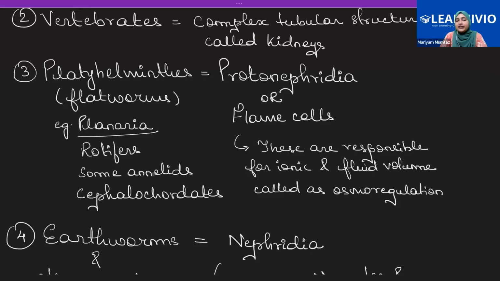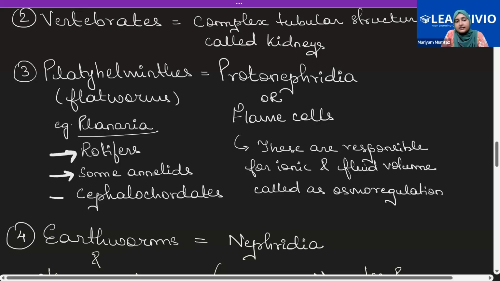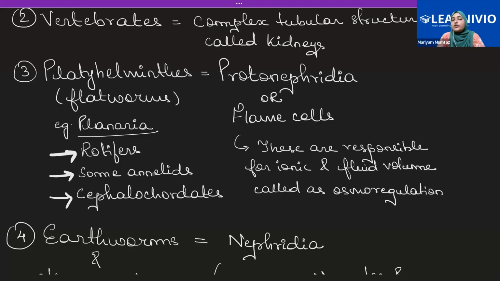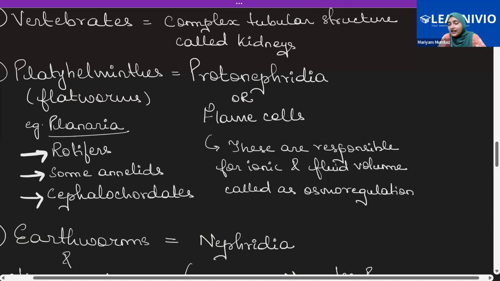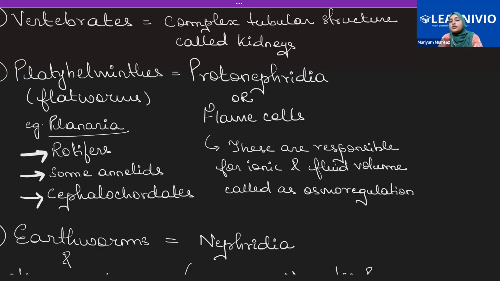The organisms called platyhelminthes, which are the flatworms, some examples would be planaria, rotifers, some annelids, and cephalochordates, will be having protonephridia or flame cells for excretion. Now remember, more than excreting out the waste product, they are responsible for balancing the ionic and the fluid volume in their bodies, which is called osmoregulation. So that osmoregulation is performed by the protonephridia or the flame cells. Is it clear?